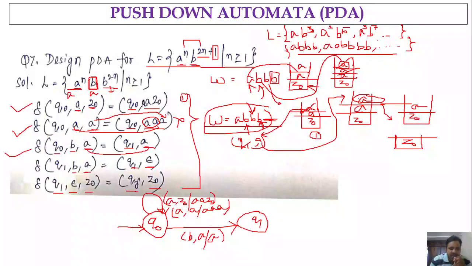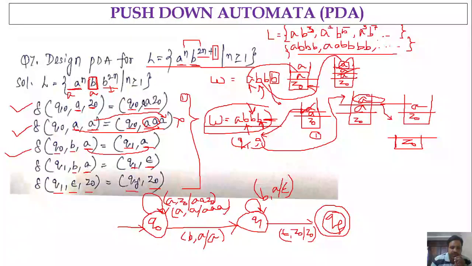In q1, if you get b as input and the top of the stack is a, you are not pushing anything, so epsilon, and you stay in the same state q1. In q1, if you get epsilon as the input and the top of the stack is Z0, you push Z0 itself and go to the state qF, which is the final state. So this is how we could implement the pushdown automata for this language.